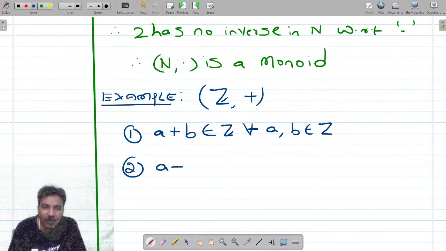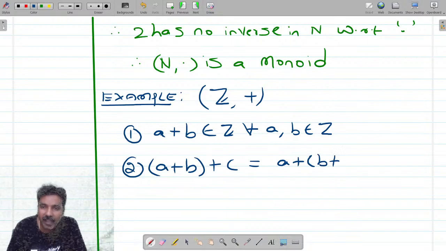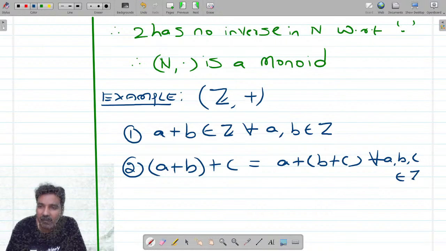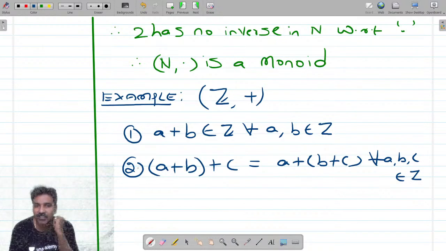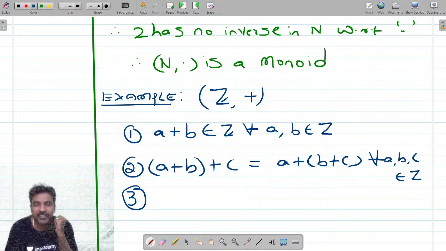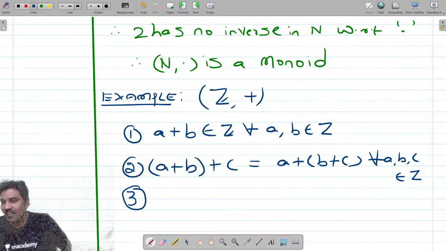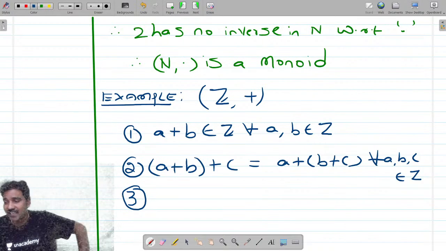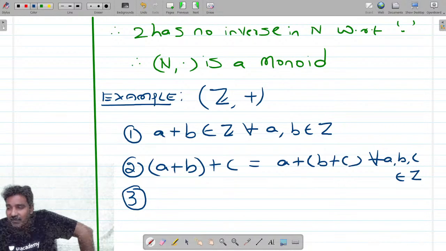Now I am writing second property, associative law. (a plus b) plus c is equal to a plus (b plus c) for all a comma b comma c belong to Z. Is it clear? So associative law is clear. Could you say what is identity element? You can guess. Now we had lot of experience. What is identity element with respect to plus?